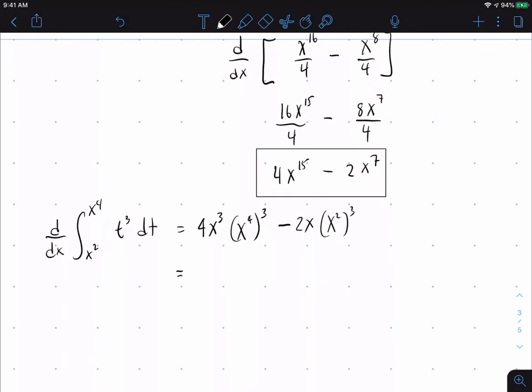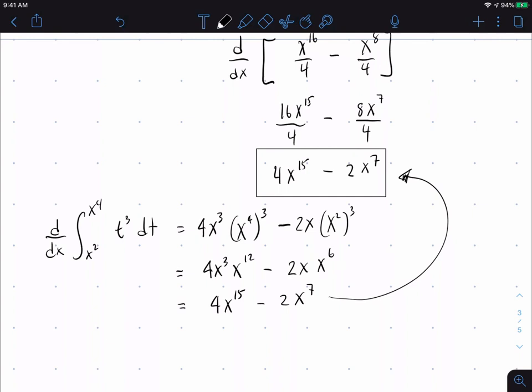So cool. Let's see what happens. x to the fourth to the third power is going to become x to the 12th. And then 2x, and that's going to become x to the 6th. And doesn't that become 4x to the 15th minus 2x to the 7th? Which way would you rather do it? Using Part 1. So, yeah.